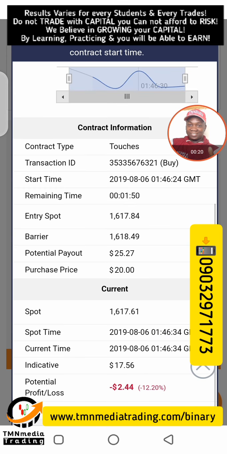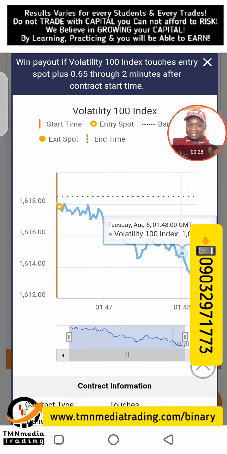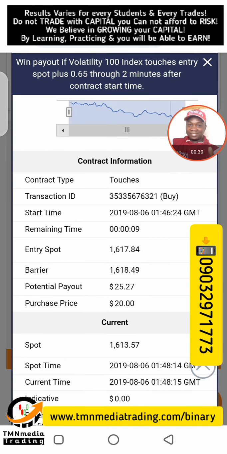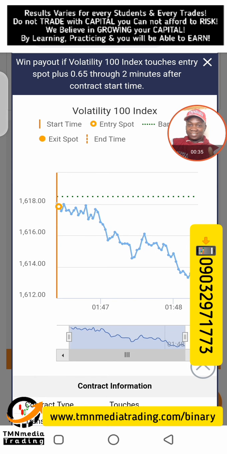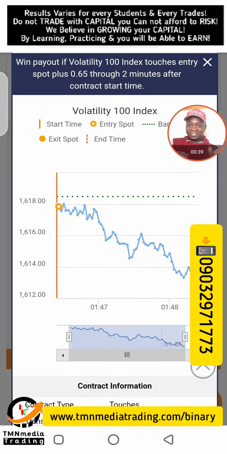Let's see how fast it will pull up. I may have to pause. Once it's done, I'll be right back. Okay, so it's not every time the signal pulls through. This is a lost trade. I credited the account with $20 and this is a lost trade.